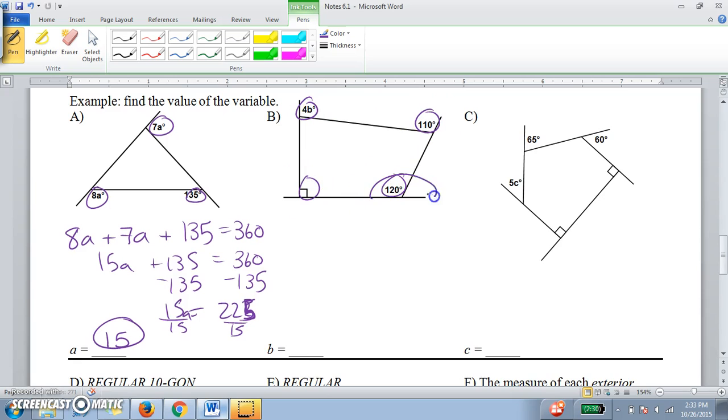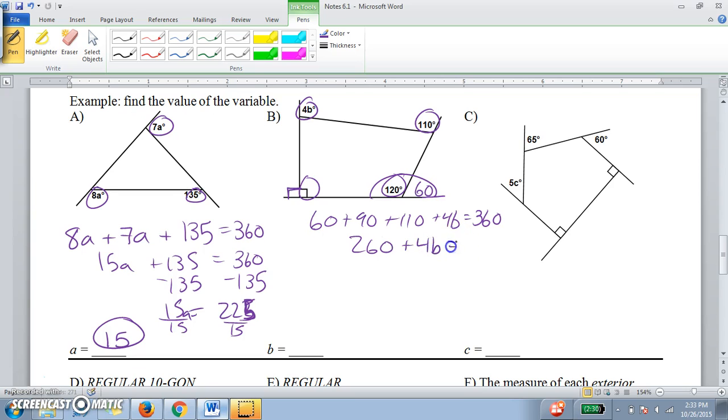So to find the exterior angle, we know that these have to add up to 180. So if this is 120, that has to be 60. If this is 90, this also has to be 90. So just add them all up again. 60 plus 90 plus 110 plus 4b all adds up to 360. All of this added together is 260.